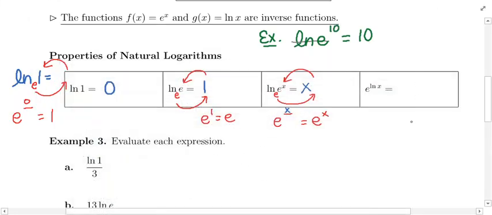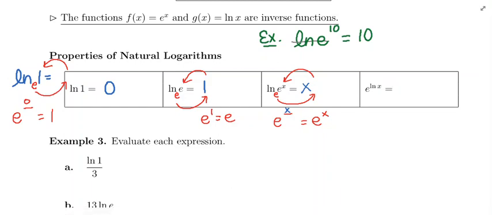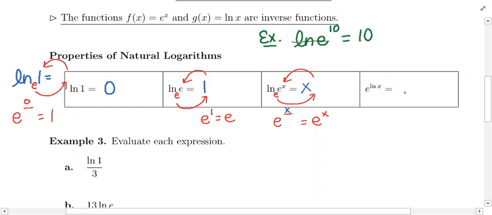All right, last property. What's e raised to the ln of x power? Again, this version is a little more difficult to visualize with the arrows, but as soon as you see that e and ln are side by side, you know they're going to cancel and leave you with x.